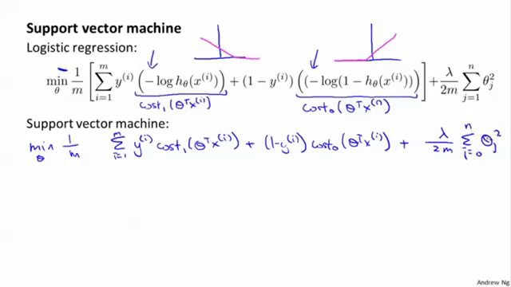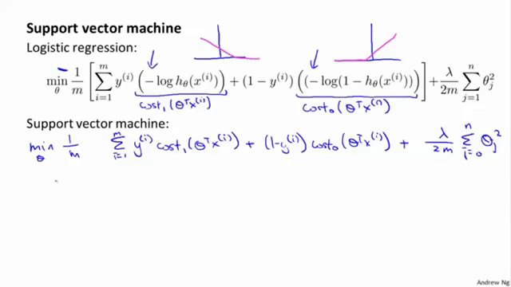like so. Now, by convention, for the support vector machine, we actually write things slightly differently, or we reparameterize this just very slightly differently. First, we're going to get rid of the 1 over m terms, and this just happens to be a slightly different convention that people use for support vector machines compared to logistic regression.